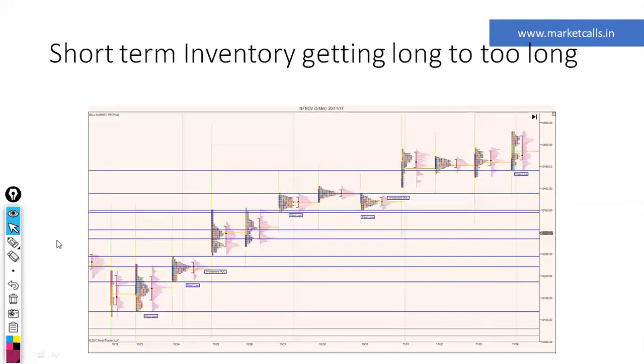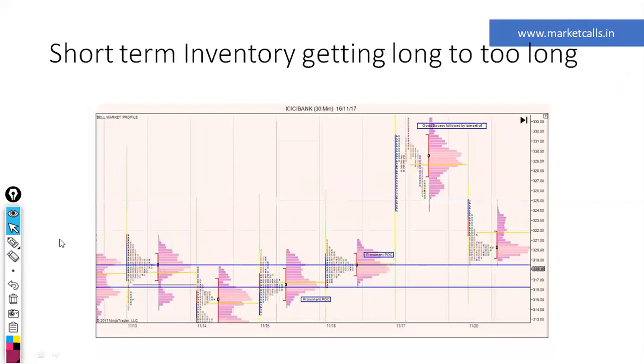Not necessarily all of them. At times you will be seeing only poor lows. At times you'll be seeing only prominent points of control. At times you'll be seeing combinations of poor lows and combinations of prominent points of control. Right. So all these are the indications that the market is getting too long on a higher time frame.